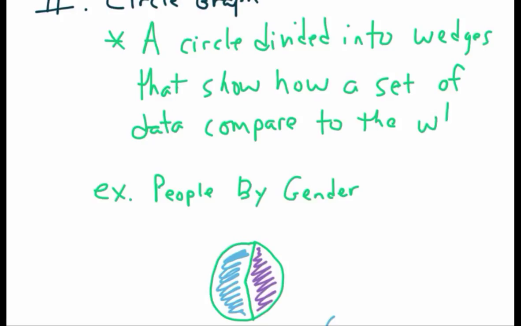So we have the whole being the total number of people in the room, bless you. And we're looking at the set of that. How does the set of guys compare to the whole number of people in the room? Or how does the set of girls compare to the whole number of people in the room?